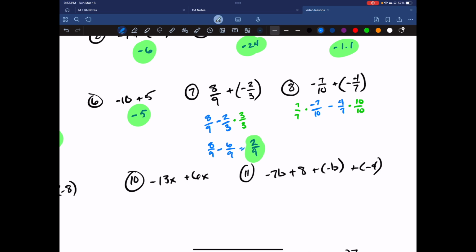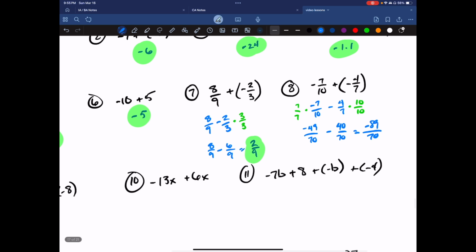Right? 7 times 7 is 49. It's going to be -49 over 70 minus 40 over 70. Now I got common denominators, and my signs are the same, so I'm going to add and keep the sign. So this is going to be -49 plus -40. That's going to be -89 over 70.